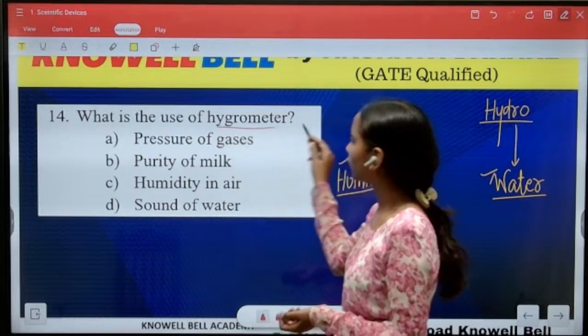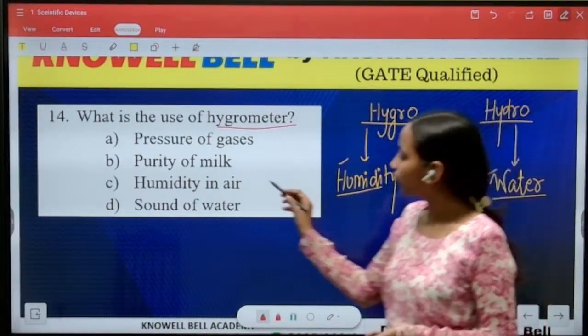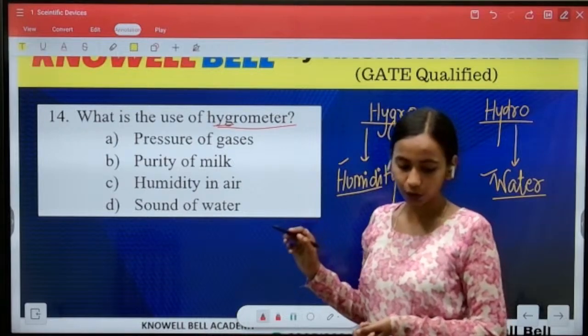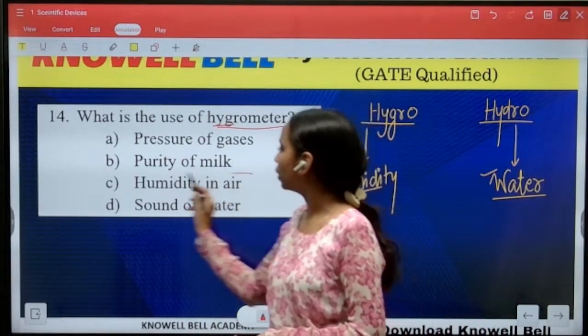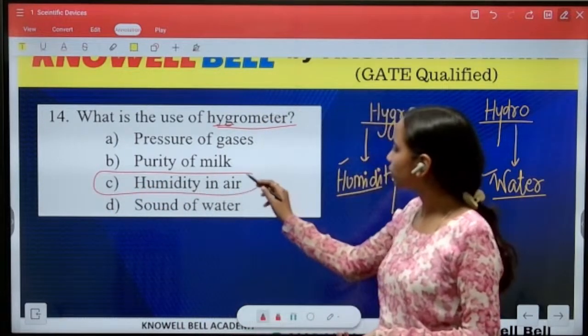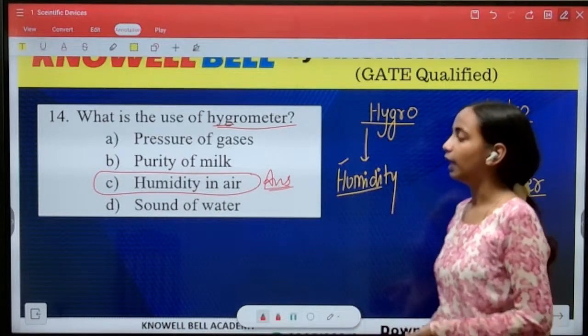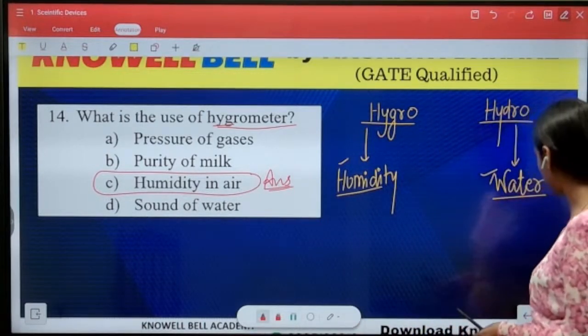So what is asked in the question? What is the use of a hygrometer? Hygro means humidity. So what is going to be the right answer? Correct, option C, humidity in air. The use of a hygrometer is humidity in air. So the correct answer will be option C.